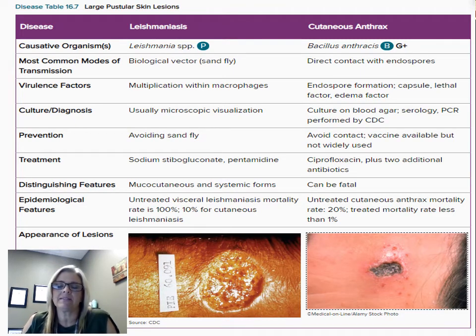No vaccine. Well, it has a vaccine, but it is not used unless you are high risk or in the military. Ciprofloxacin and other antibiotics in conjunction with that, and it can be fatal if it's left untreated. Leishmania spp., by the way, means species, so there are several Leishmania species here that we have to look at. The vector is the sandfly. Let's see. Prevention is avoiding the sandfly. I would definitely know that it has a mucocutaneous and systemic form. Untreated, if it is visceral, is 100%. Okay, 10% for cutaneous. So visceral would be of your visceral organs. All right, so that can be quite dangerous.